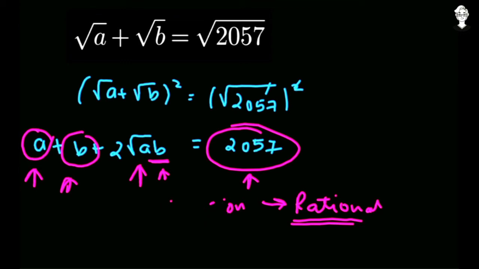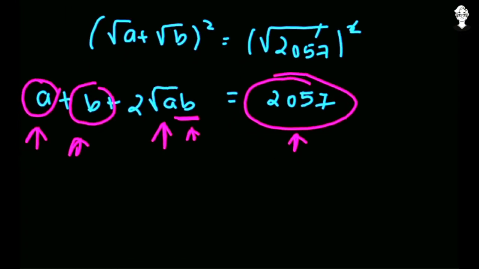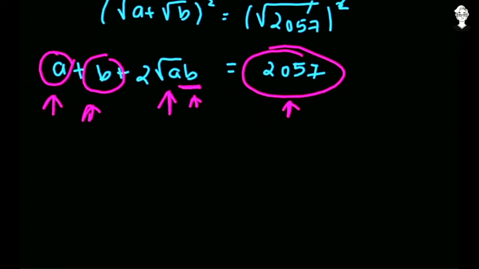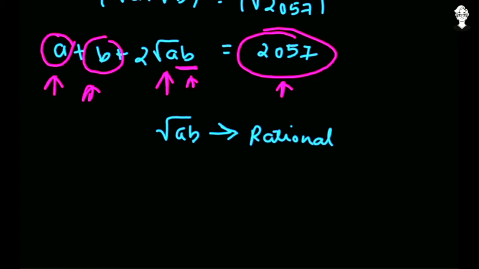The only thing which makes this irrational is the under root sign, and we have to remove that. We can remove it because a and b are variables. So we will generate conditions for a and b such that it forms a perfect square which cancels out this under root. Now, just writing that under root ab must be rational. So what can be the conditions for a and b?